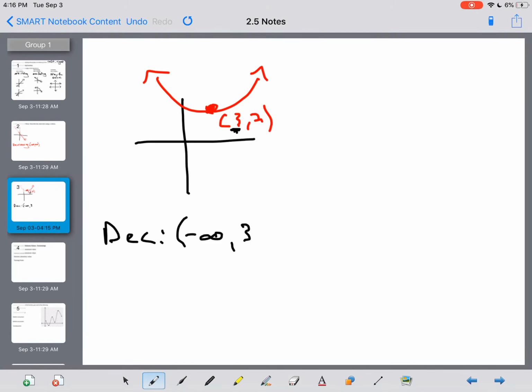Now, it is actually kind of debated in the math community. I know that sounds silly, but it's debated whether to include endpoints when we're talking about intervals of increasing or decreasing. I think it makes more sense to say that at that point it's neither increasing nor decreasing. So I'm going to use a parenthesis to denote that 3 isn't included. Then we can say that our function is increasing on the rest of the graph, so that would be from 3 to infinity.